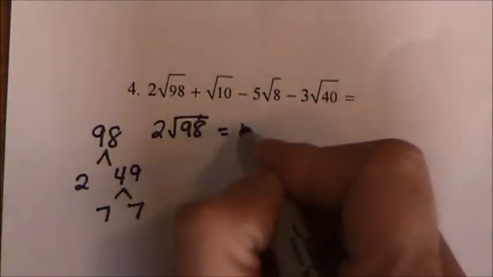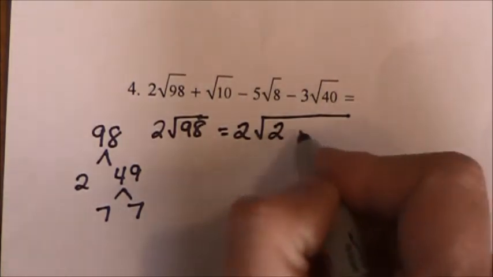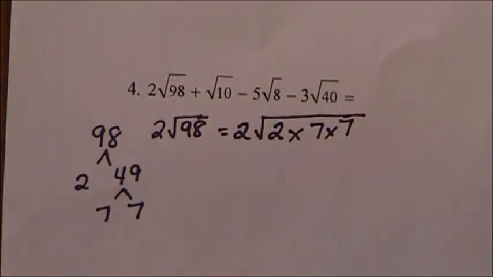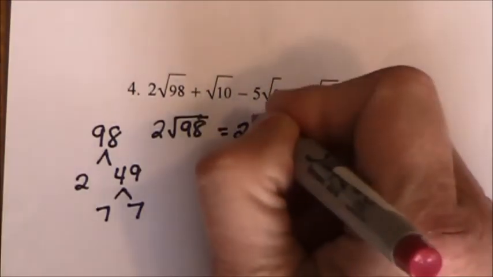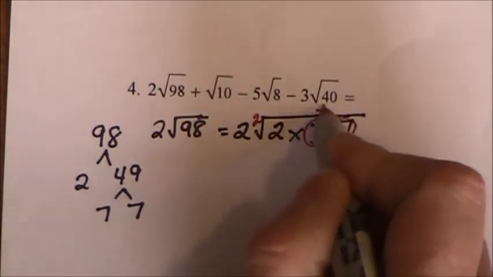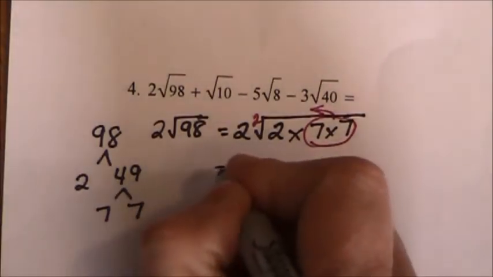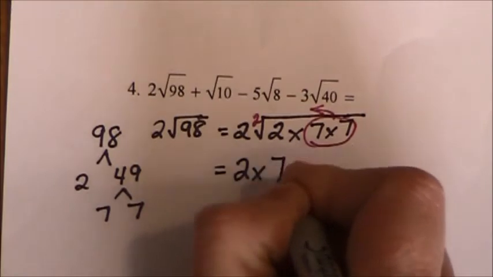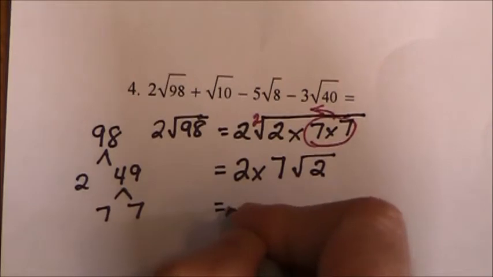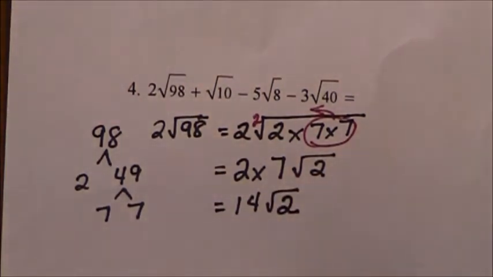So 2 square root 98 would be equal to 2. On the outside is our coefficient. We have 1, 2, and 2 7s underneath. Remember, no visible index is the same as an index of 2, which means 2 of the same can get circled. We have our 2 7s get circled and move out. Those circled 7s, as they move out, are going to join the 2 that's already in front. So we have 2 times 7 square root 2. 2 times 7 is 14 square root 2. So there's our first one.